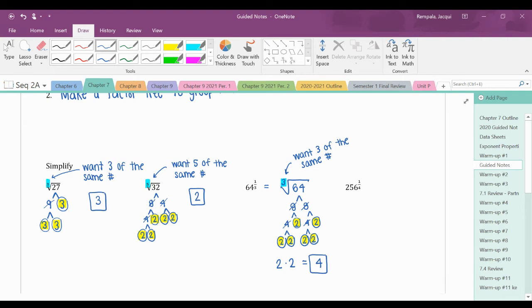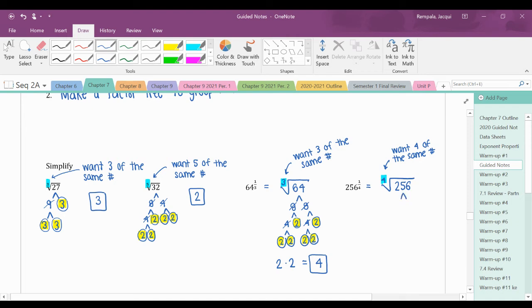If I take a look at this next one, 256 to the 1/4 power starts as an exponent. Gotta get it turned into a radical. So with my radical, the base is going underneath. So 256. I want that index to be a 4. So once again, because that index is a 4, that means that we want 4 of the same number. So let's start breaking down the 256.